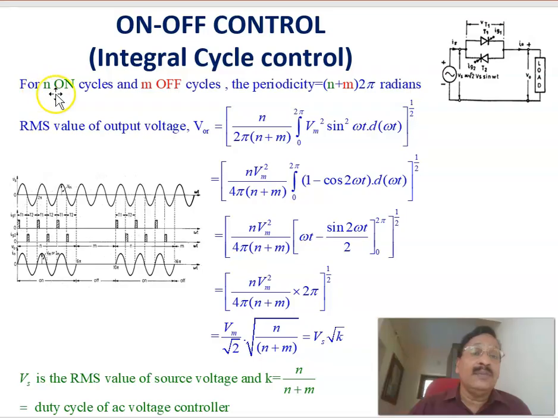Now, for n number of cycles it is on. That is, in this case, for n number of cycles the load is being connected to the source. And for the remaining m number of cycles it is off. The load is being disconnected from the source.